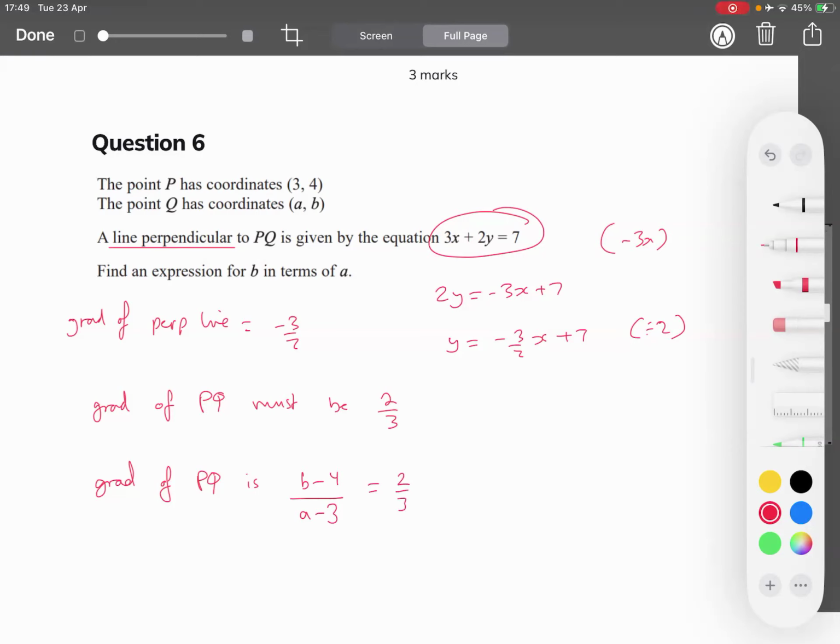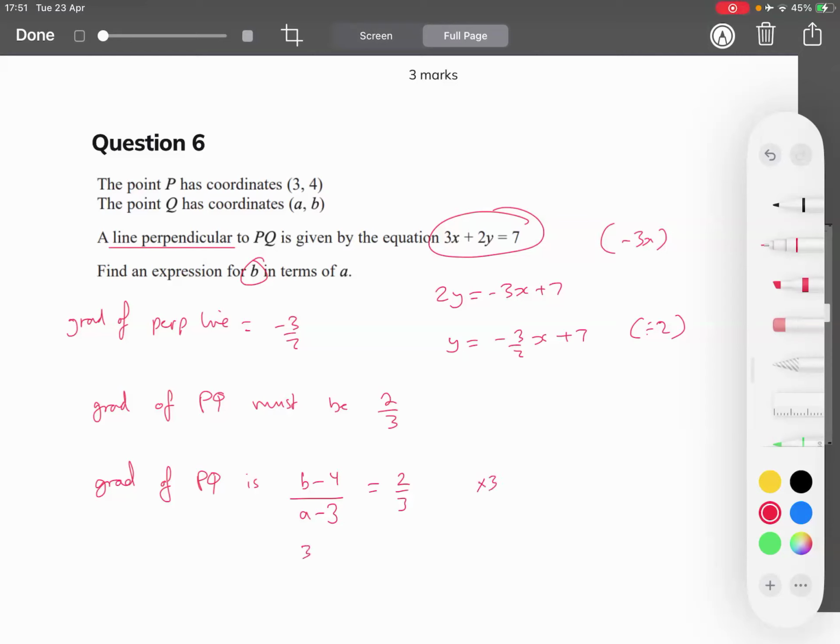So now we solve the equation, we basically make b the subject. That's what it's asking. It's not asking for an equation this time. Yeah, so this weird part of the question, find an expression, is just saying make b the subject. So far, what we did was we worked out the gradient in 2 different ways. We worked out the gradient as b minus 4 divided by a minus 3. And we worked out the gradient in another way, by working out the gradient of the line and perpendicular of that. We equated them.